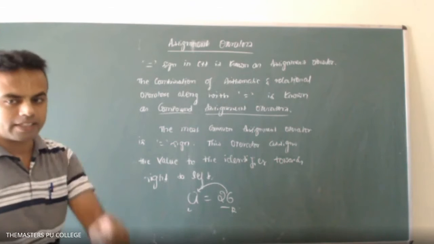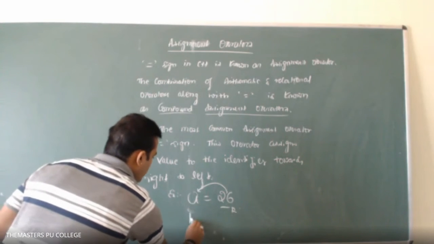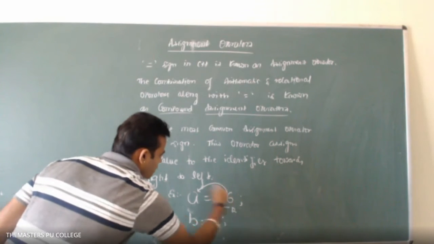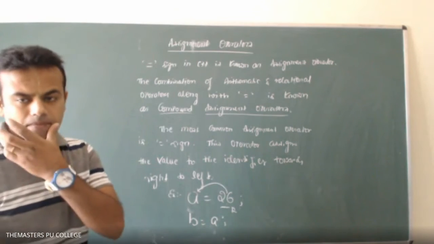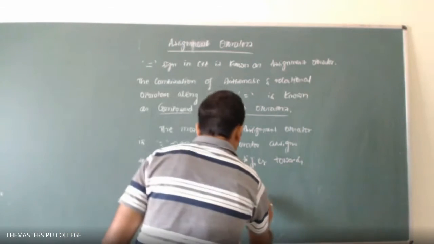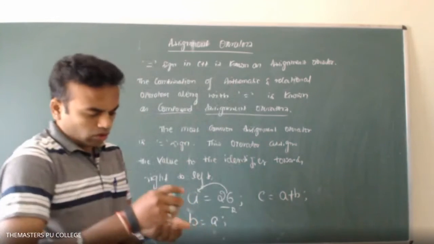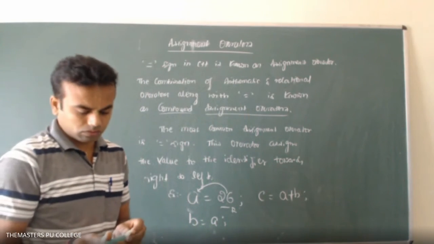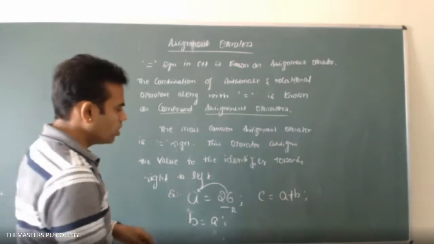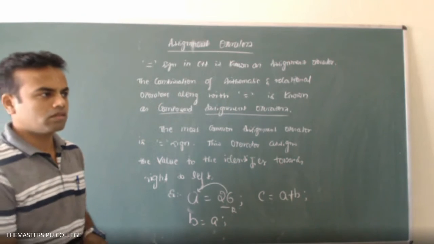Now I will tell you another example. Let's take an example: b is equal to a. Shall I consider it like this? Yes, sir. Then c is equal to a plus b. Can I store it like this? Yes, sir. So the equal sign assigns the value to the identifier.